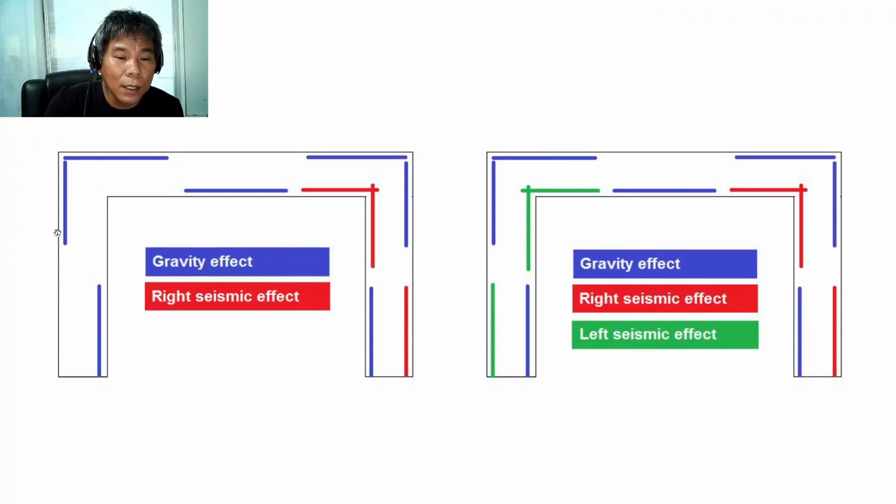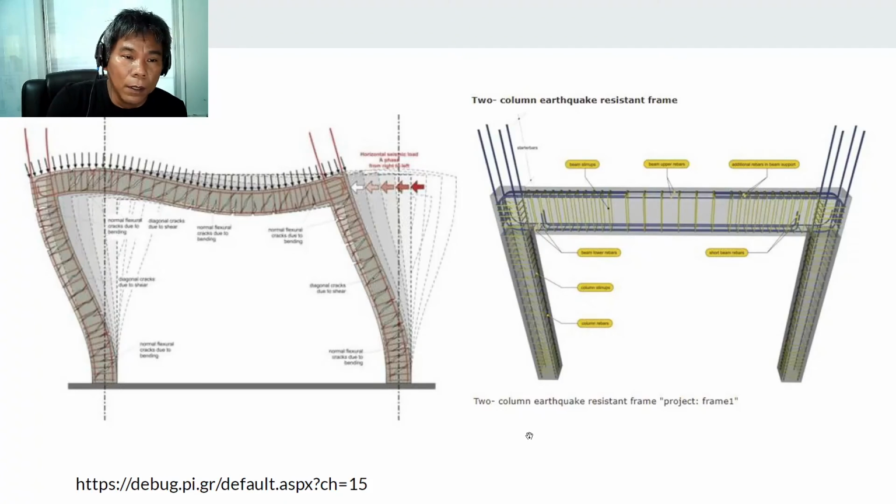If the force is coming from here, that is why it is in tension, because the seismic effect is from the right. Then if it comes from the other side, you also place rebar there. So because the earthquake motion is back and forth, almost the reinforcement for a portal frame is complete. So this is the complete reinforcement for that one.